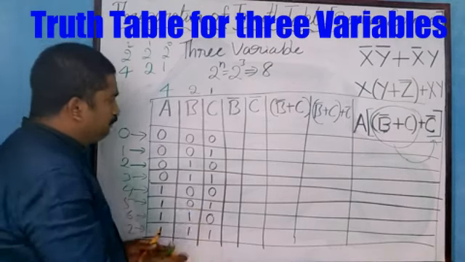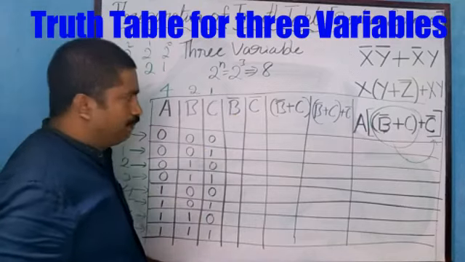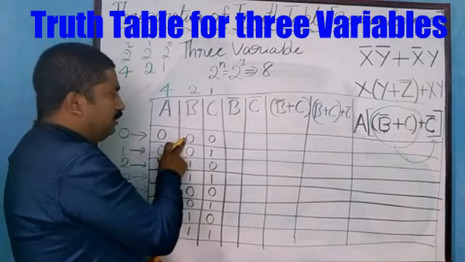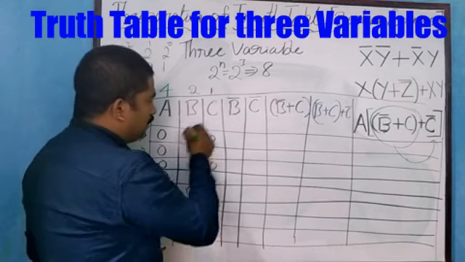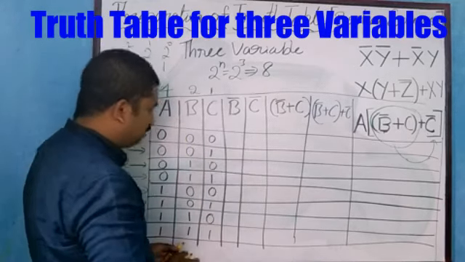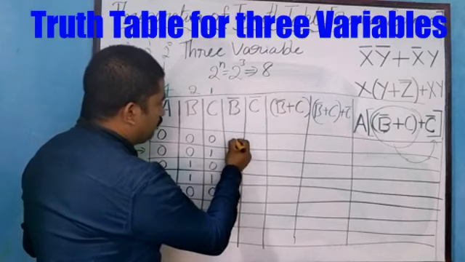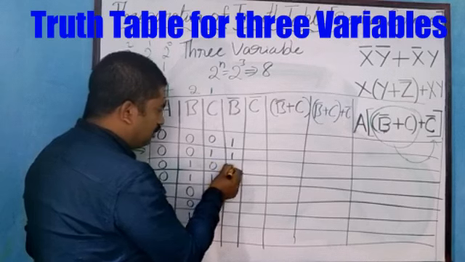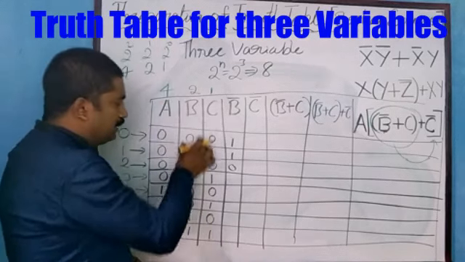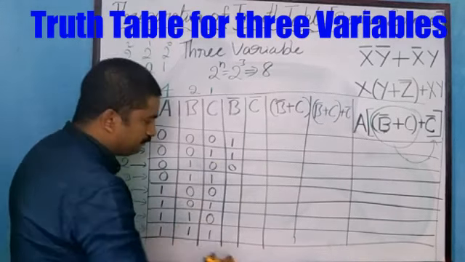So next, what do you have to do? We have to find the B complement. Where is B? It is here. If 0 is here, just write the complement of 0, which is 1. Complement of 0 is 1. Complement of 0 is 1. Complement of 1 is 0. Like this, you can write the complement of B here.